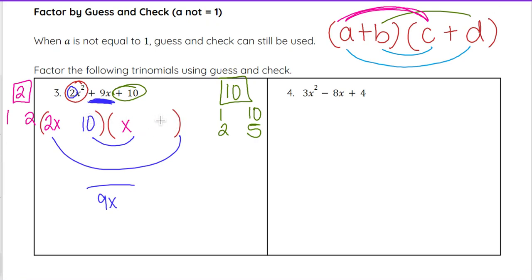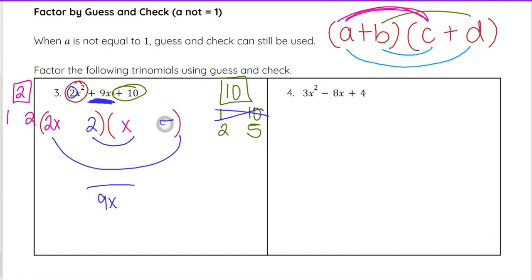So I'm going to switch the 10 and the 1 and see if it works that way. 10 times x is 10x. 2x times 1 is 2x. 10 and 2 cannot add or subtract in any way to give us 9. So what that tells me is 10 and 1 are not going to work. And so then we move on to 2 and 5.